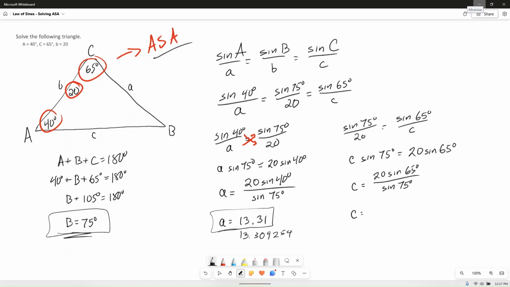And so we're just going to plug that again into our calculator. 20 sine of 65 degrees divided by the sine of 75 degrees is going to give us roughly 18.77. Again, that's rounded to two decimal places. All right, so we were given angle A, angle C, and side B, and we've been able to find the missing angle B, side A, and side C.